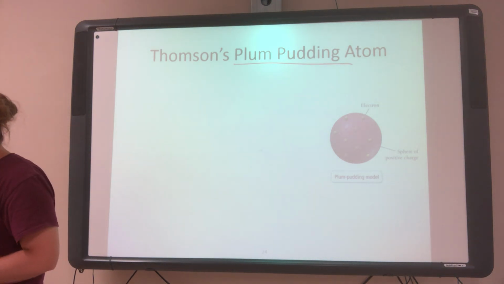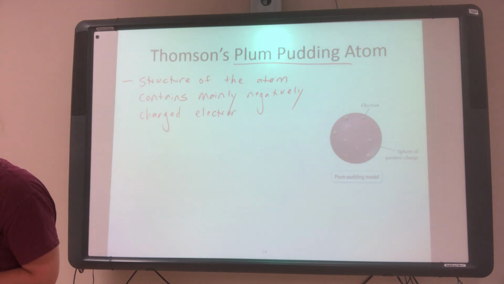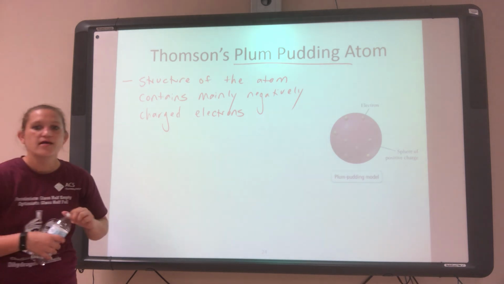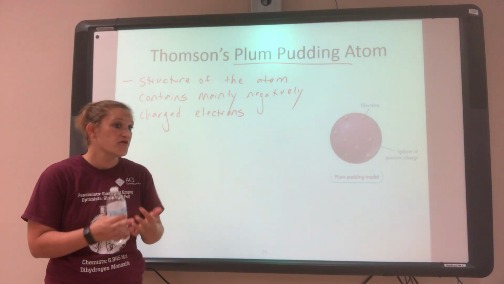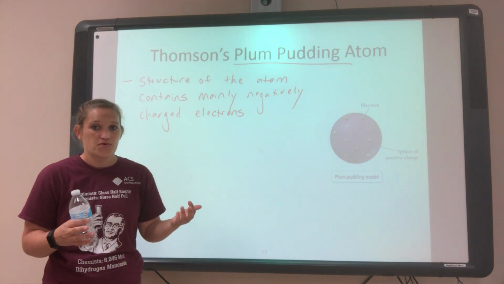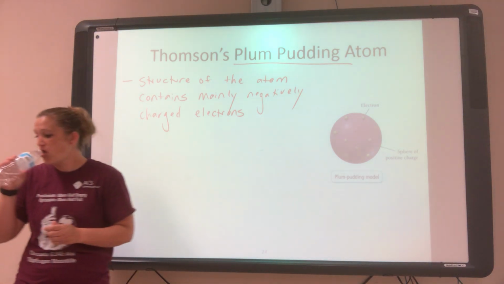So what Thomson says is that the structure of the atom contains mainly negatively charged electrons. Because remember, that's the only thing that has any mass. The only thing that he's discovered was electrons. So that's the only thing that's in his model: some electrons.